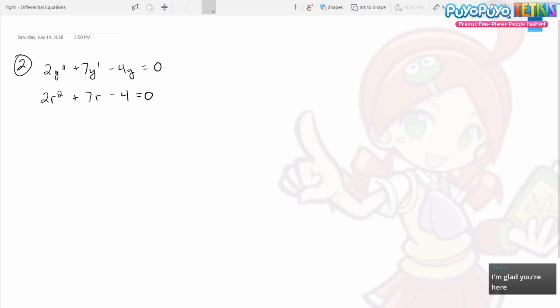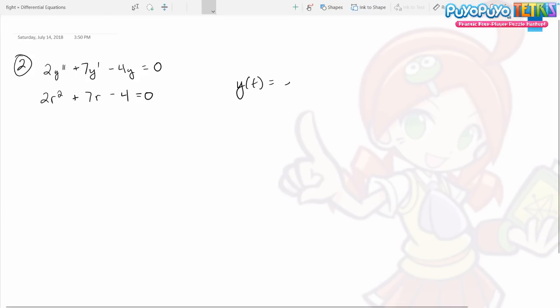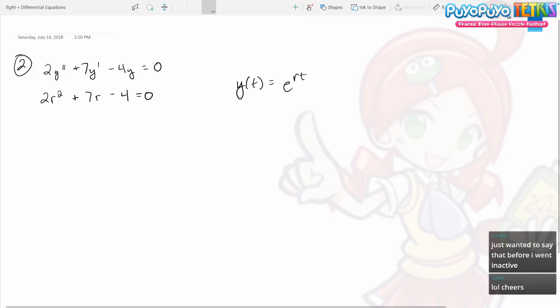The auxiliary equation. Oh yeah, okay. So I have to solve the roots for this, right? And then the general solution would be some form of this, right? e^(rt) or something like that. But let's start with this first. Gosh, I'm so bad at factoring. Can you factor this? How do you factor this? Wait, 8, -1. Sorry, I'm slow at factoring.